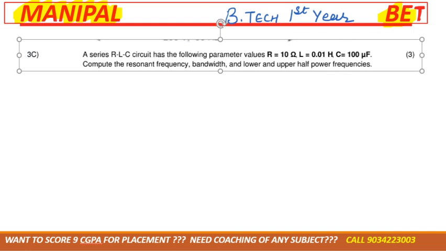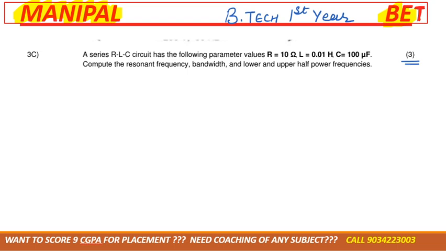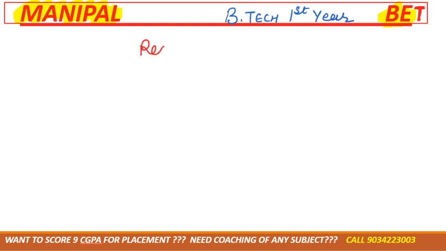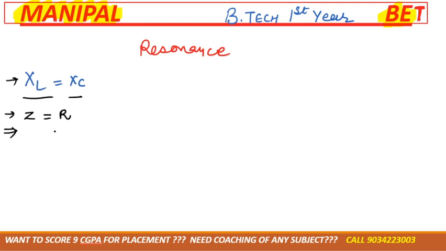Next question is based on resonance, 3 marks. What is resonance based on? In resonance, we'll have one condition. What is that? That is XL must be equal to XC. Means inductive reactance must be equal to capacitive reactance. If XL is equal to XC, then in that case Z must be equal to R only, right? Because what is the formula of Z? Z is equal to root of R square plus (XL minus XC) whole square. So if these are equal, then Z is R.